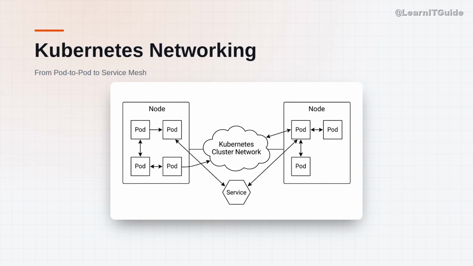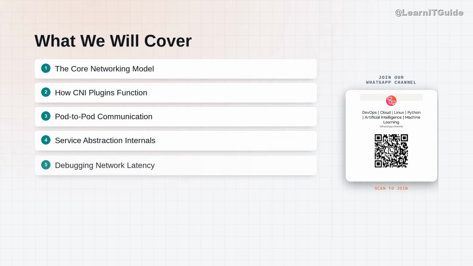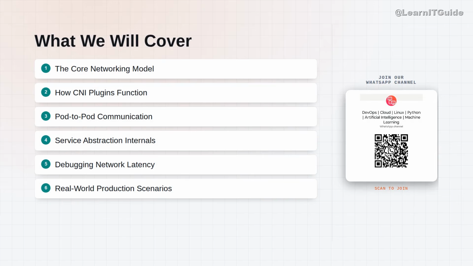This is essential knowledge for anyone managing production-grade Kubernetes. We have a packed agenda today. Specifically, that includes the fundamental networking model, the role of container network interface plugins, the mechanics of pod-to-pod communication, how services actually abstract traffic, and how to debug network latency in high-traffic environments.